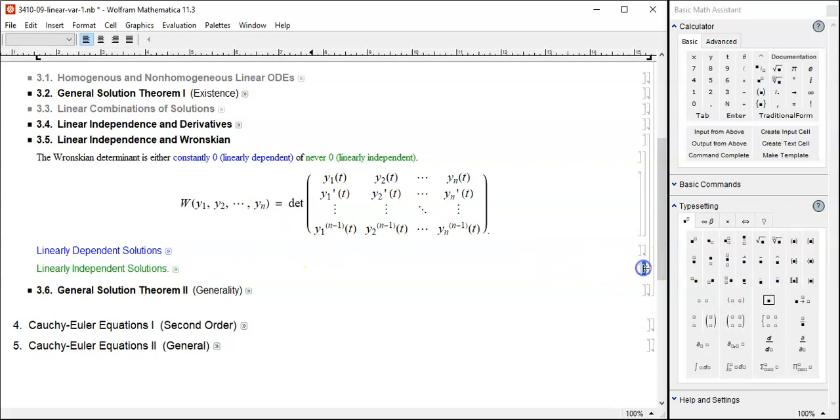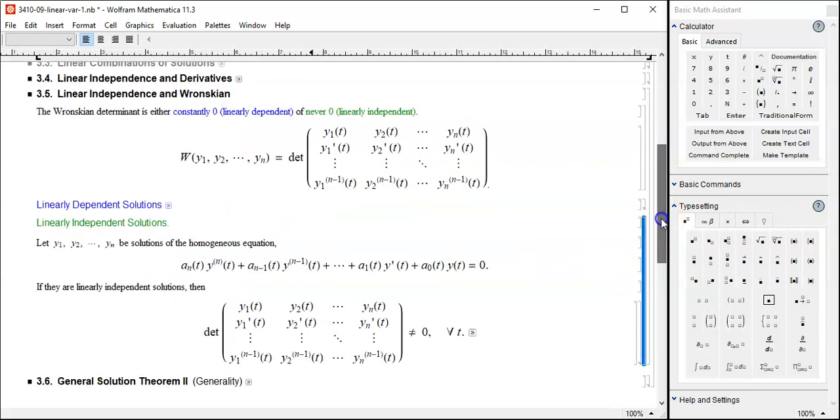Okay. Ready? Okay, let y1 through yn be solutions of the homogeneous equation, alright? And if they are linearly independent solutions, then determinant is never 0, which means non-zero for every t.